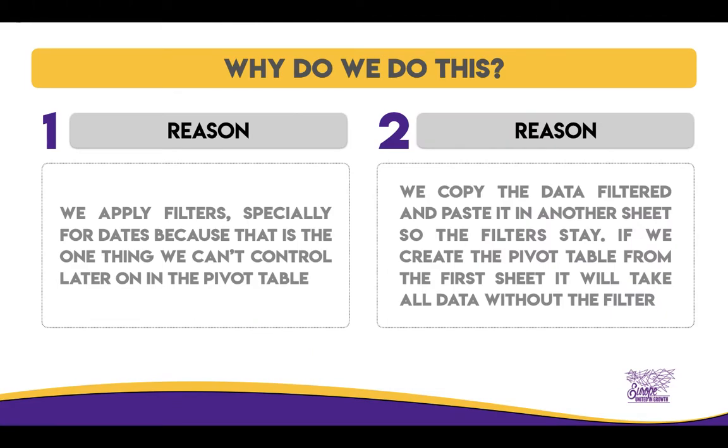So why do we do this? We apply the filters for date NPS in this case because the period of time is something that we cannot control in the pivot table, and if we don't filter the period of time we want to see at the beginning, it's going to be a mess later on. And then we copy and paste this information so the filters can stay. If we create the pivot table after doing the filters without copying and pasting, the pivot table is not going to take all the filters we put, but it's going to take all the information that is there. So that's why we need to copy and paste, so the pivot table actually works with the filters we apply.